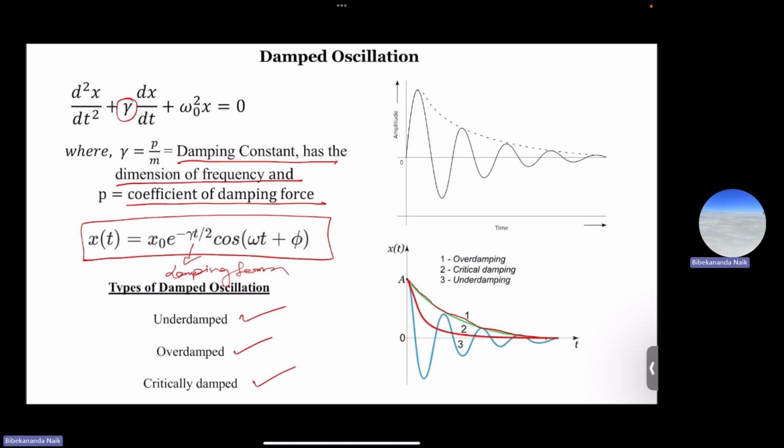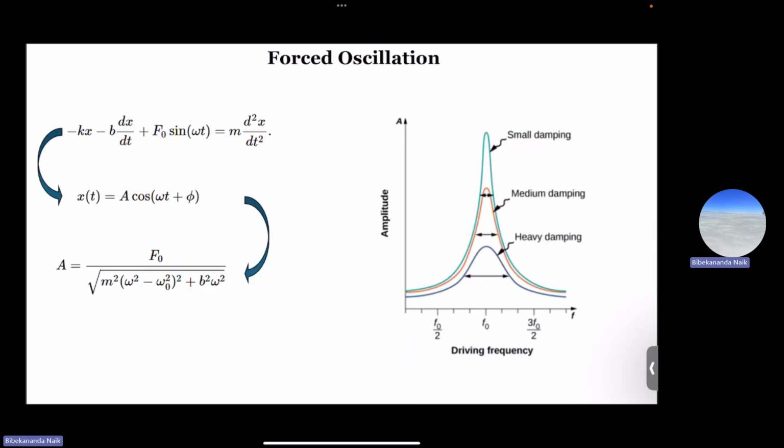Like you see, the time period remains the same. So here this is the time period. The time period is the same, but the amplitude goes on decreasing. This is the amplitude in the first case, and here the amplitude goes on decreasing. Suppose this is A, this is A1, this is A2. So as time moves, the amplitude goes on decreasing.